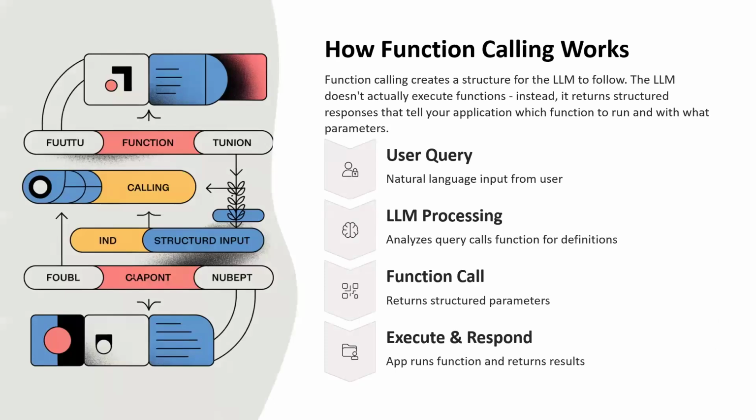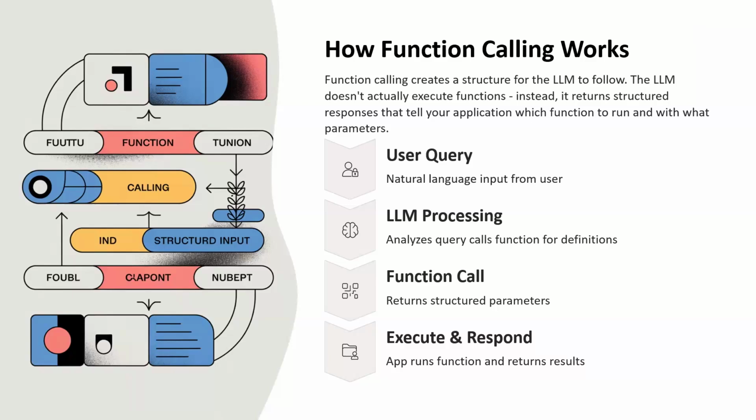So how does function calling work? Now function calling creates a structure for the LLM to follow and what function to run with what parameters. Now, like we said, the LLM doesn't perform the action. All it does is call on the right function to perform that action for it, and then display the output based on what we desire.